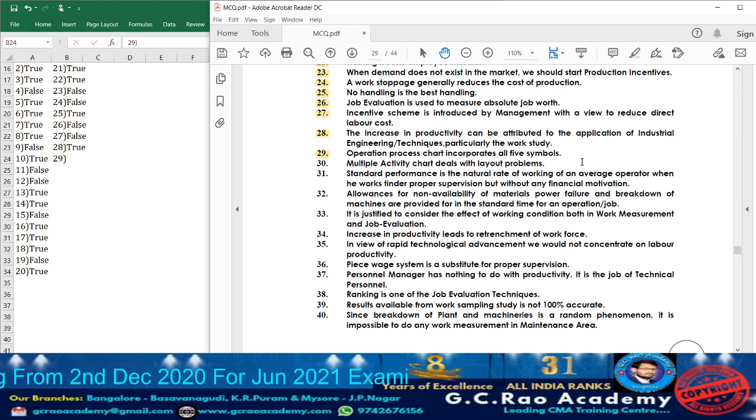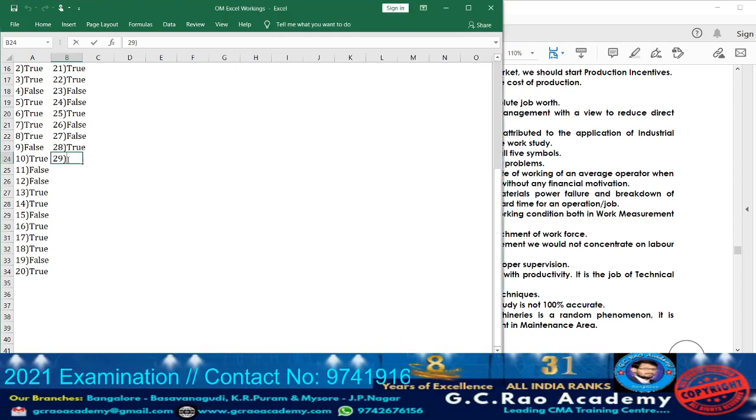5 symbols to represent the process, the inventory, the delay, the decision, or the movement. Usually the 5 symbols will be utilized. So accordingly, the statement 29, whatever they have given, it is true.